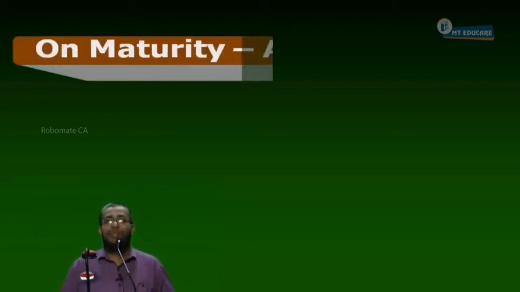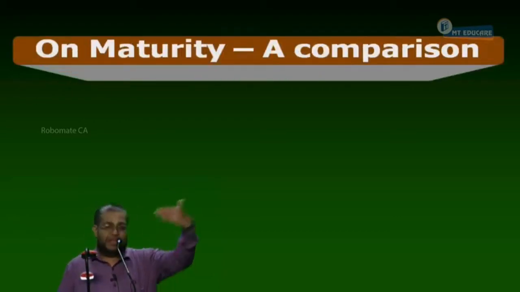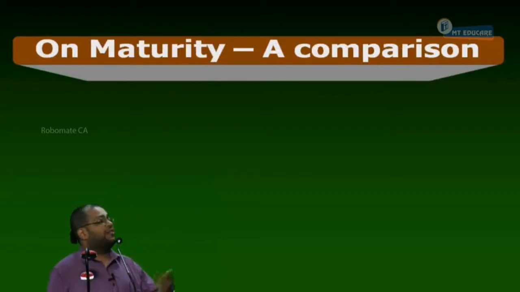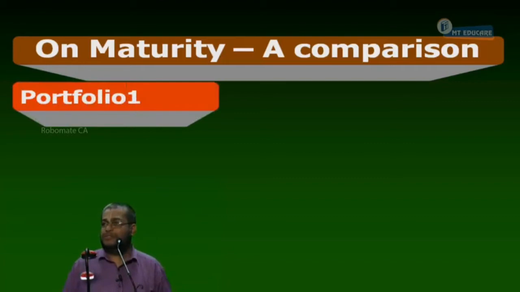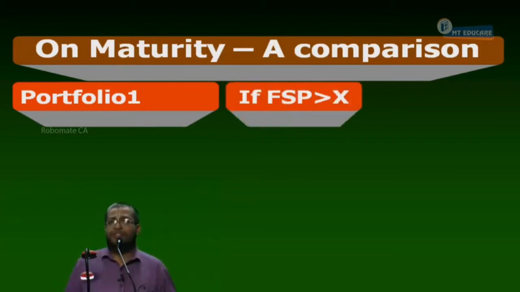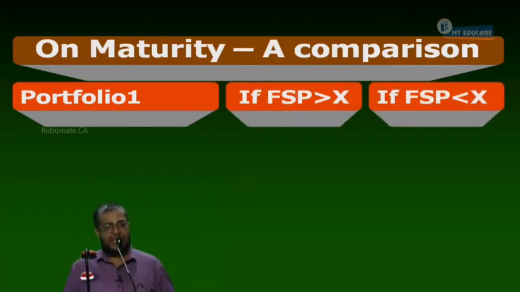Now, let's take the maturity date. Suppose both are after 3 months. On maturity date, let's take portfolio 1 first. Two things can happen on maturity date here. What are the two things that can happen? FSP can be more than strike price. FSP can be less than strike price. Same story again. The actual share price can be more than the agreed price, or less than the agreed price. Always. Yes or no? FSP can be more than strike price. FSP can be less than strike price.